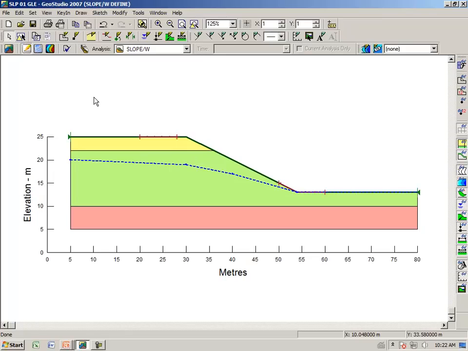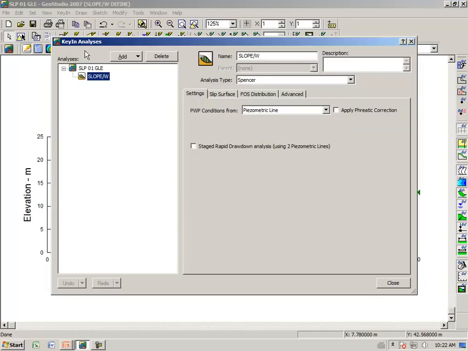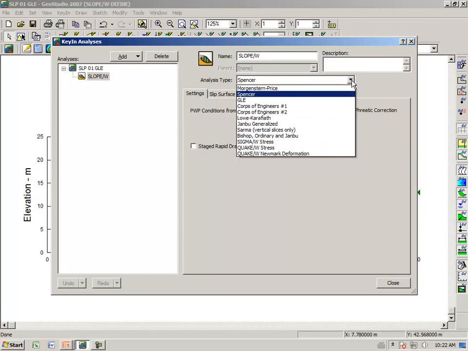Once you have opened the file and you have gone to the Define view and clicked on the All Objects Zoom icon, you should see a diagram like this. Now, if we go into the KeyIn Analyses dialog box, you notice that we have selected here the Spencer method.